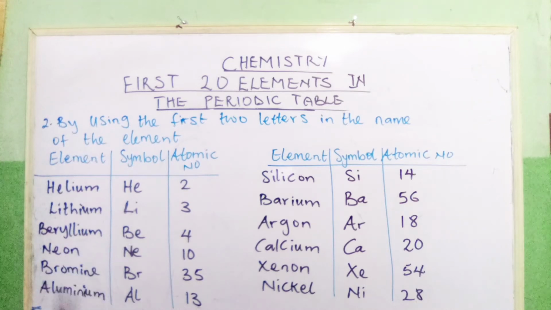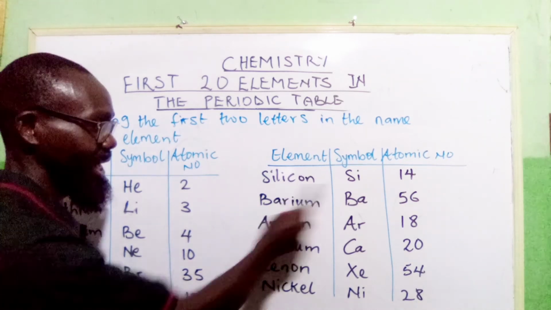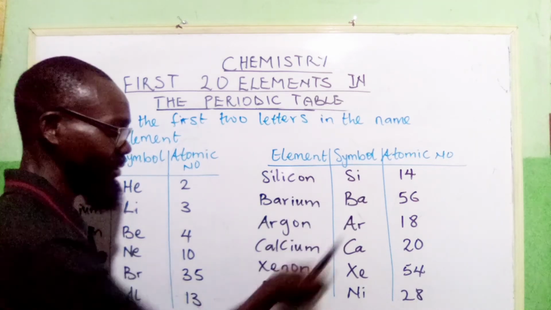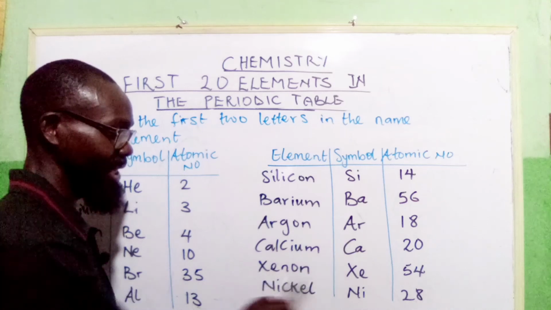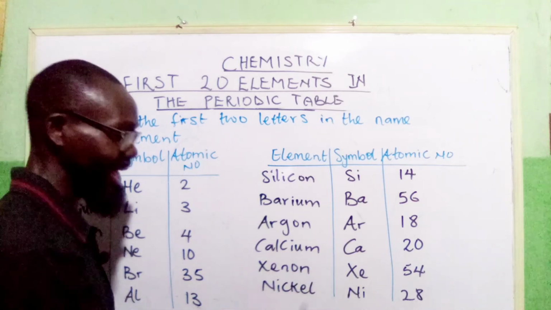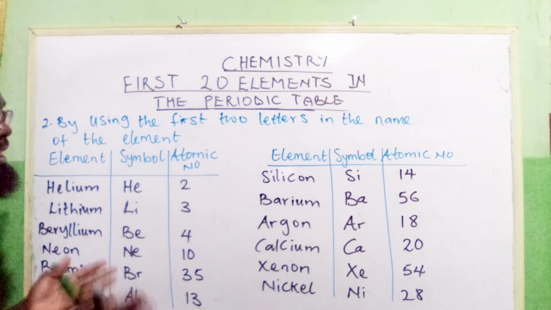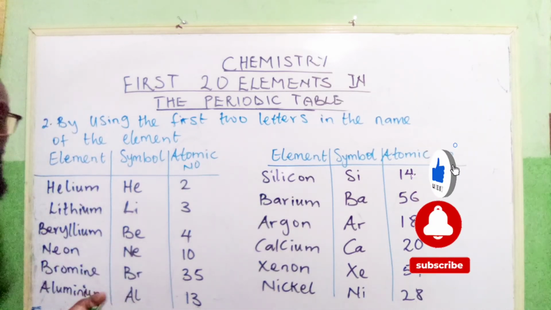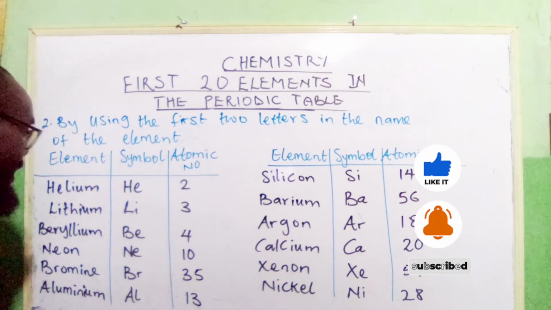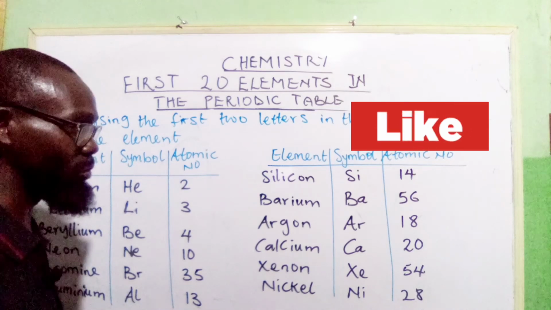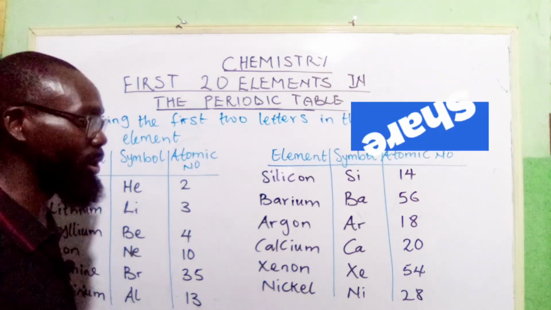Beryllium, Be, neon, Ne, bromine, Br, aluminium, Al. We have silicon, Si, barium, Ba, argon, Ar, cadmium, Cd, xenon, Xe, nickel, Ni. So these are the second way of writing the chemical symbol of the elements in the periodic table, by writing the first letter as a capital letter and the second letter as a small letter.